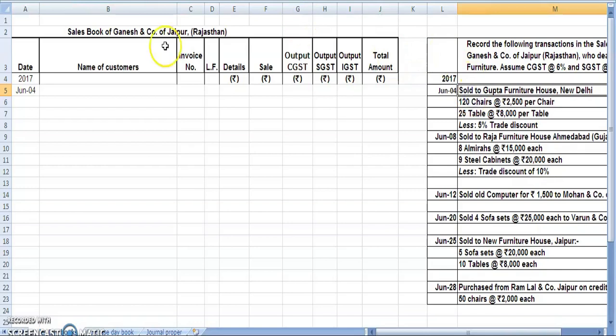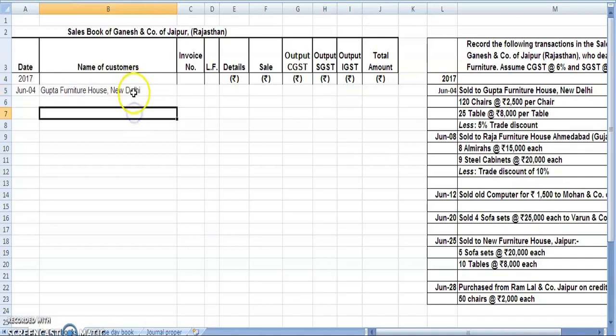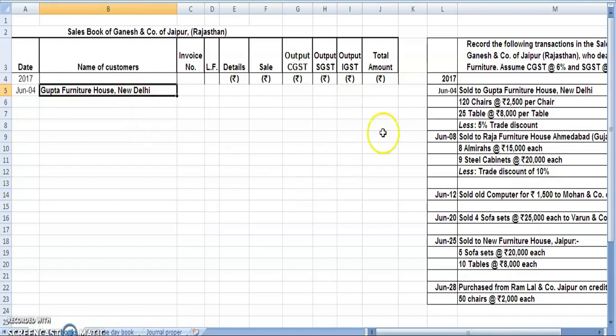Sold to Gupta Furniture House, New Delhi. Okay. So we'll write down the details.